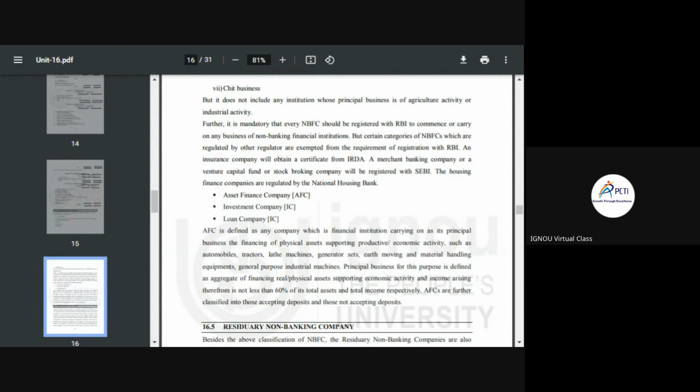And it is mandatory that every non-banking financial company should be registered with RBI to commence or carry on any business of non-banking financial institution. But certain categories of NBFC which are regulated by other regulators are exempted from the requirement of registration with RBI. A merchant banking company or a venture capital fund or a stock broking company will be registered with SEBI.